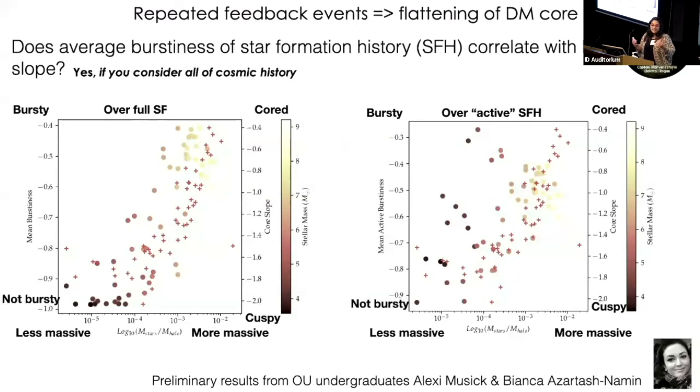However, ultrafaints and smaller dwarf galaxies that don't end up with a core in the time that they were actually forming stars actually have burstier star formation histories than the more massive ones. And now we are looking into this as a function of what type of feedback physics is in the simulation. And so this is really exciting work with the baryons.